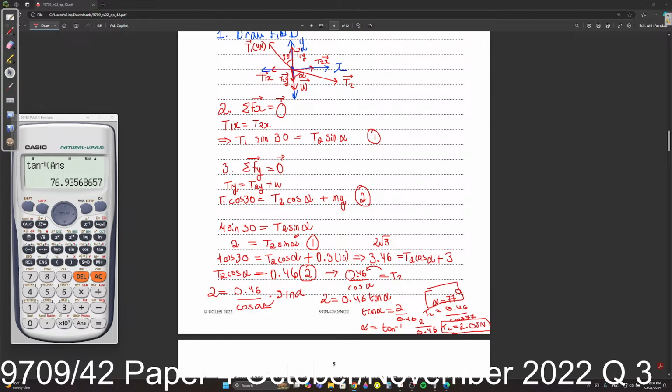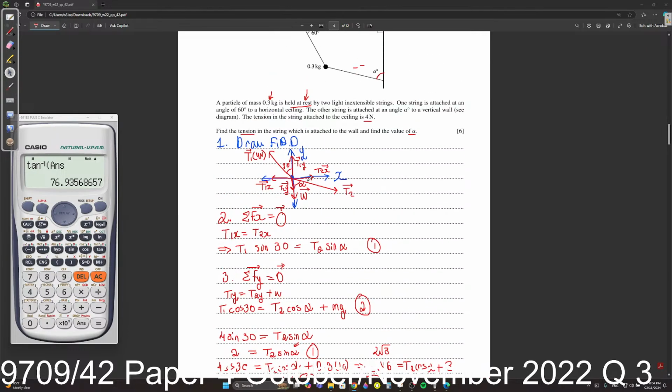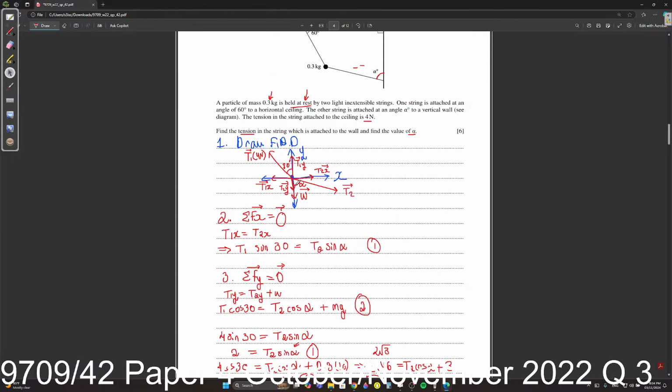Why is it T2 sine, not cosine? Here? Because the angle is with the vertical. I used alpha with the vertical. So the x component will be sine and the y component will be cosine. What's the difference between alpha and theta? They're the same thing, Adi. Is this past papers? Yes.